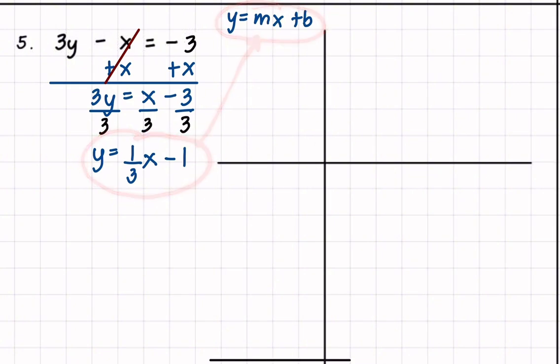Okay, very good. So now we have to determine what is our m and what is our b. So again, class, m is the number beside x, or the coefficient of x. So our m is 1/3. And our b is the constant, which is negative 1.